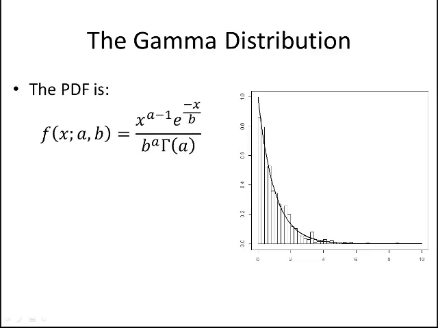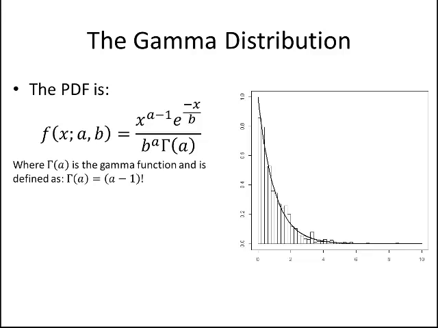So the PDF here is described by this function, right? And we can see it's got our common bit, this x value, so the events that we're talking about. And then we've got these parameters. Instead of mean and standard deviation, we have these parameters A and B. And then down at the bottom, we have this gamma function. The gamma function is simply A, or that A parameter, minus 1, and it's the factorial of that, right? So if A was 5, it would be 4 factorial.